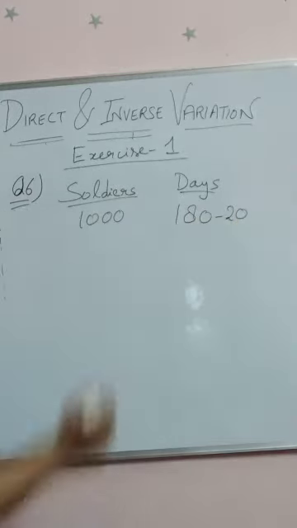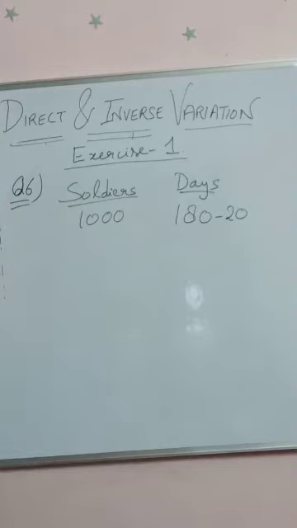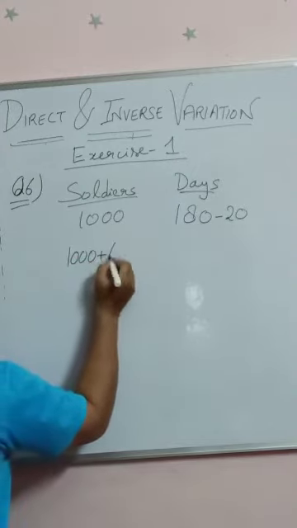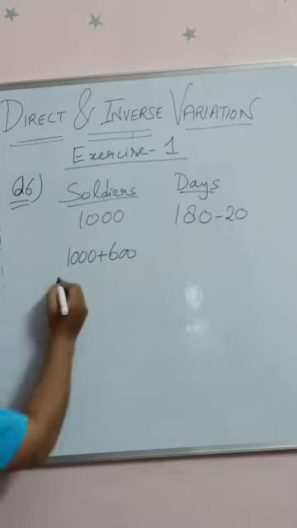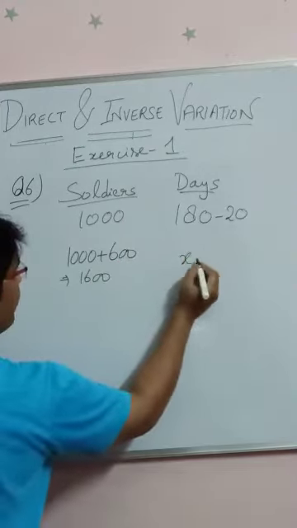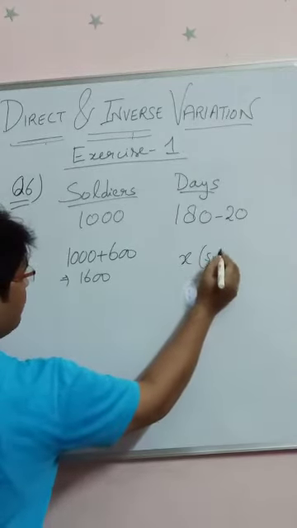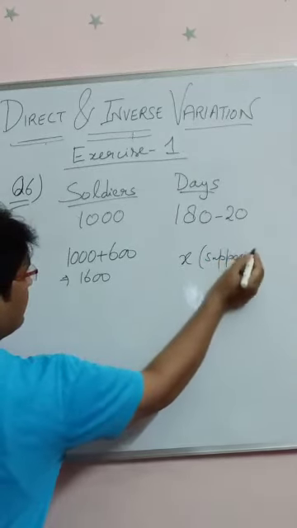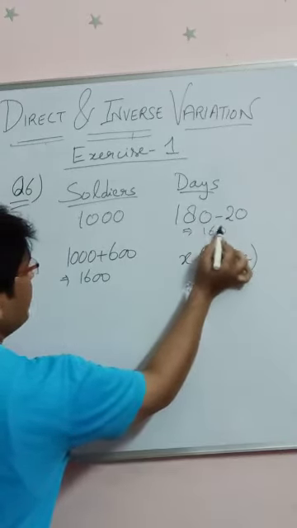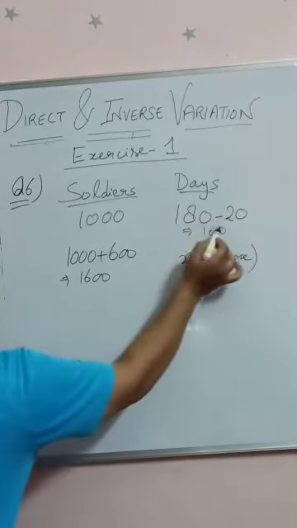180 minus 20 days. Because the food is still for how many soldiers? It is 4,000 soldiers. But now the number of soldiers are how many? They are 1,000 plus 600. So what is the value? It is 1,600. And let us say that the food lasts for X days now. Let's suppose. What are the number of days in here? It will be 160 days. So this is the new value.